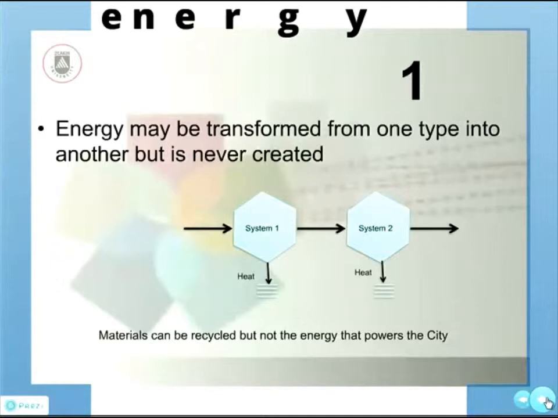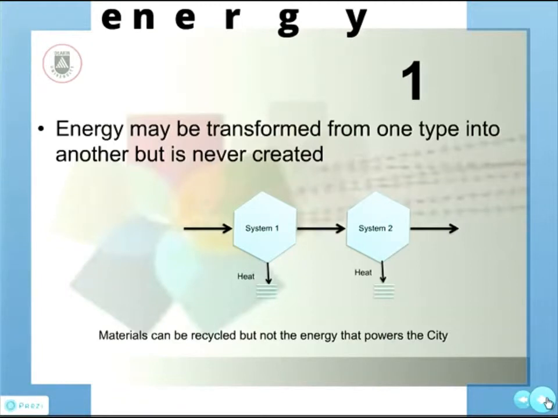So how energy works in the system, and that takes us to the laws of thermodynamics. And the very first one, which is very important to us, is that energy may be transformed from one type into another, but is never created. We all know that. But it is this principle we need to go back to basics in order to understand how that refers and applies to cities.